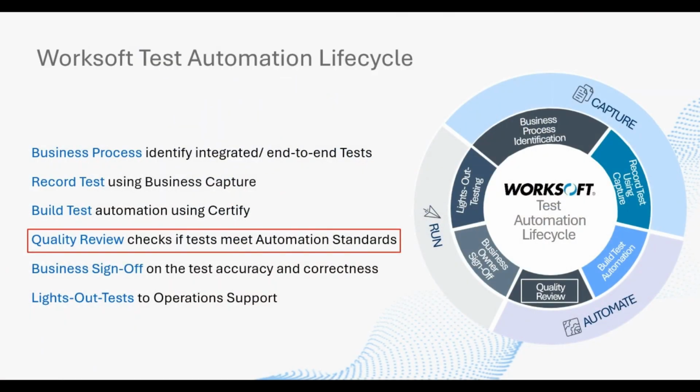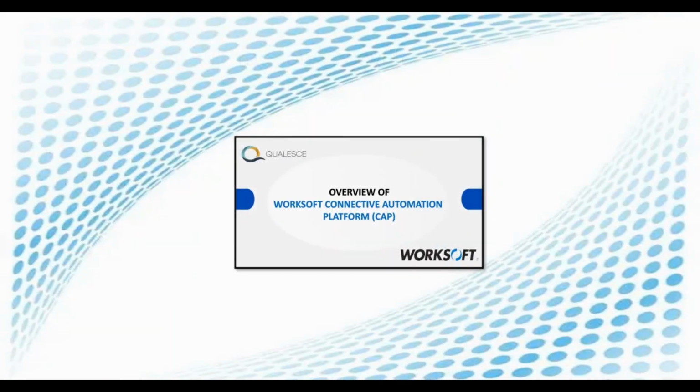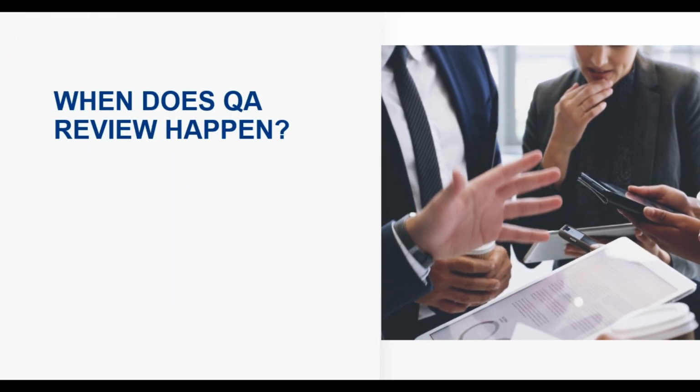Before we go deeper, let's look at where QA review sits within the typical 6-stage test automation lifecycle. Quality review is right in the middle of the 6 steps, after the test automation is built using Worksoft Certify, and before the business signs off on the test. This video focuses on QA review. For information on other stages, refer to our video on the overview of CAP, which is available on Worksoft University, YouTube, and LinkedIn.